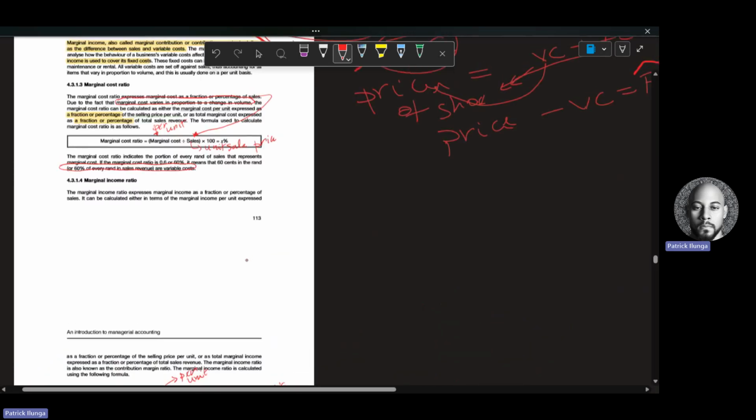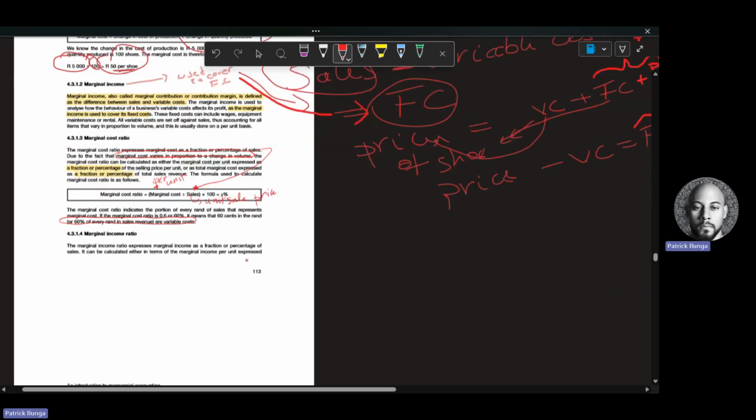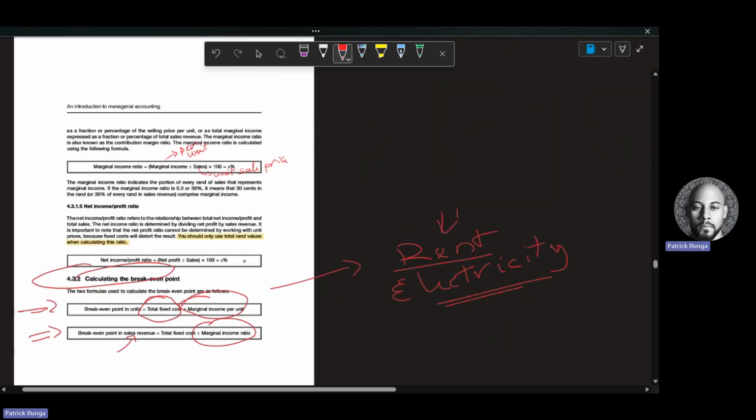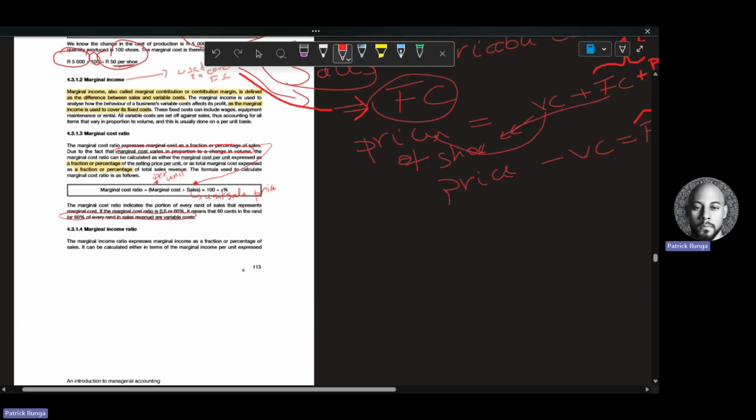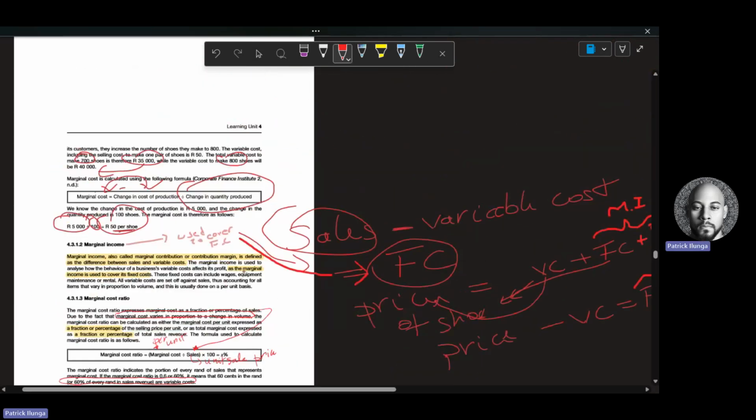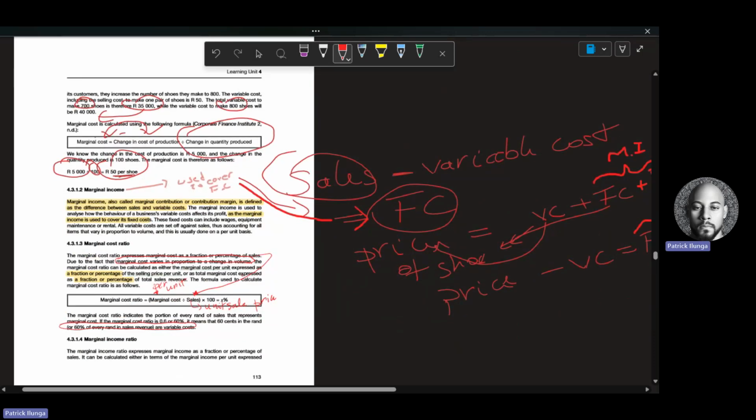So either we are breaking even, or as soon as we cover the fixed cost, especially with the marginal income, then we are going to make profit. That is basically the part where you begin to make profit.